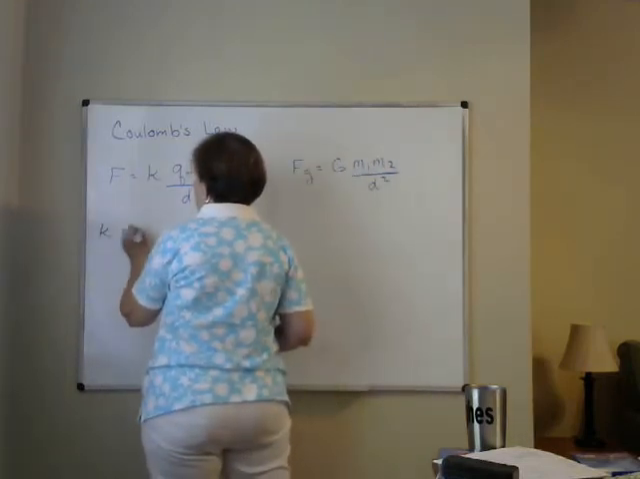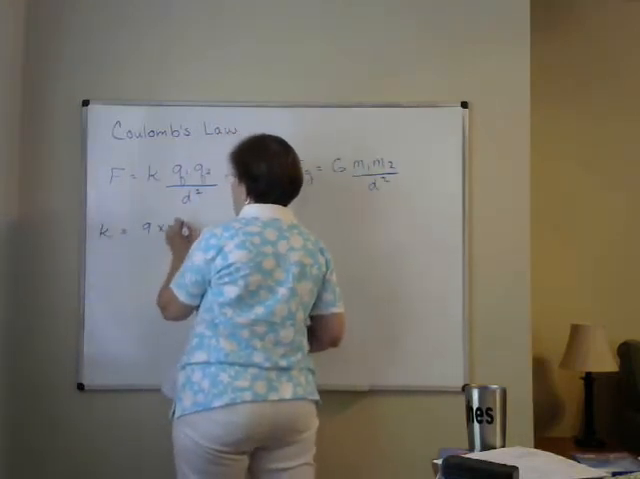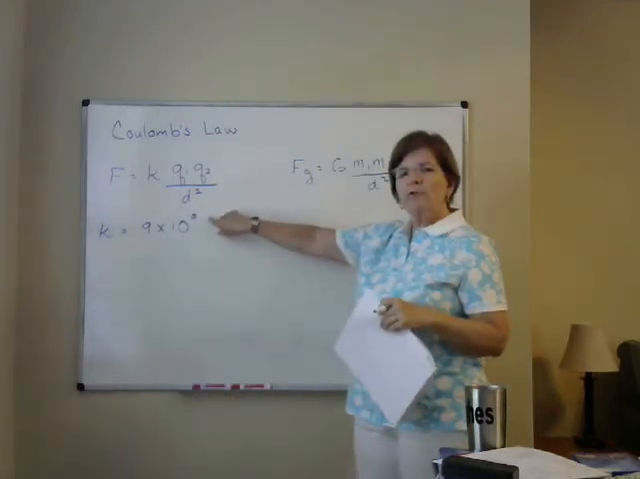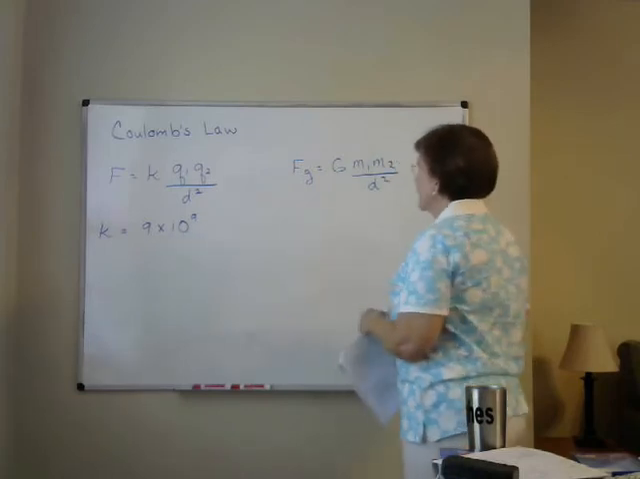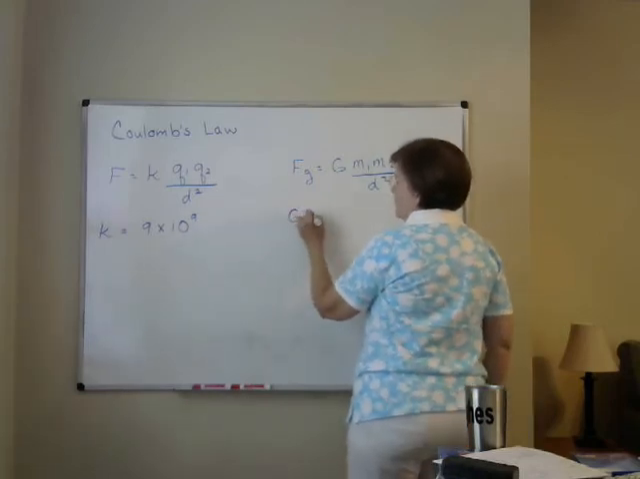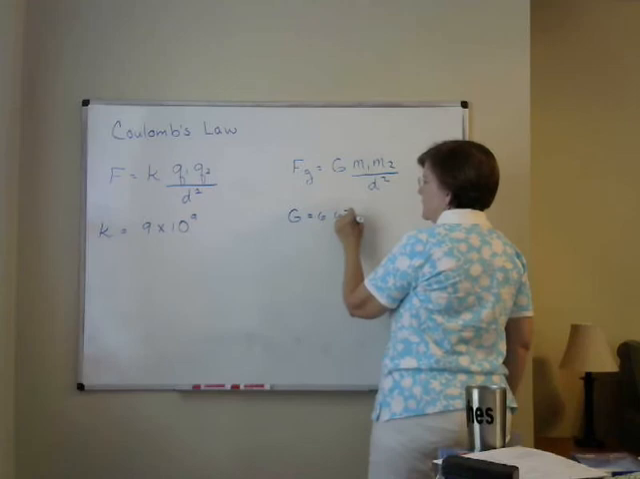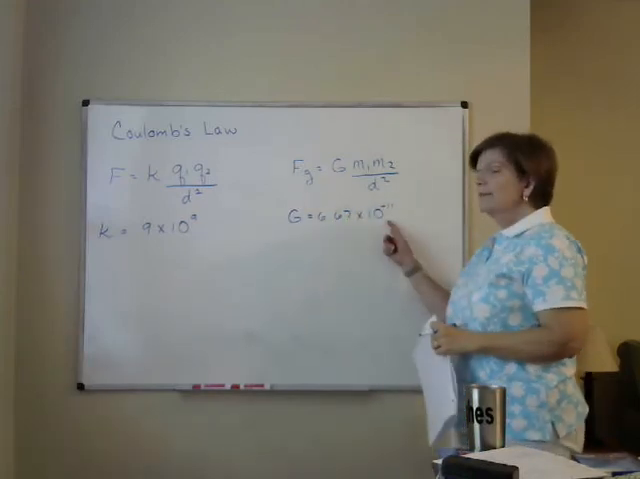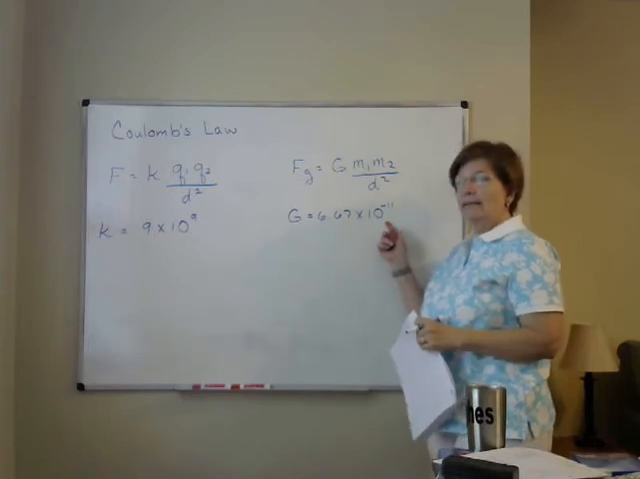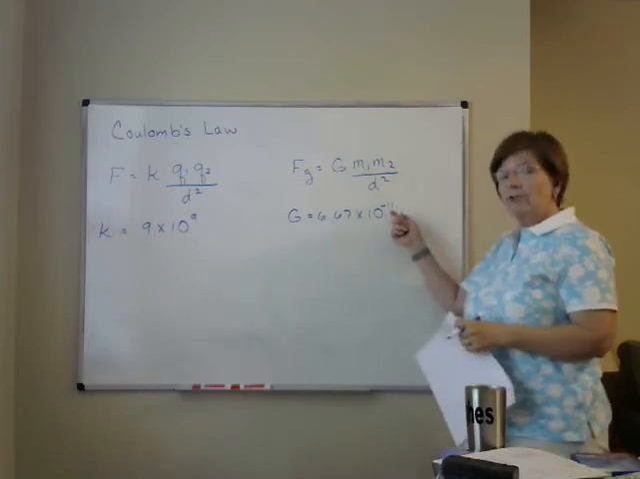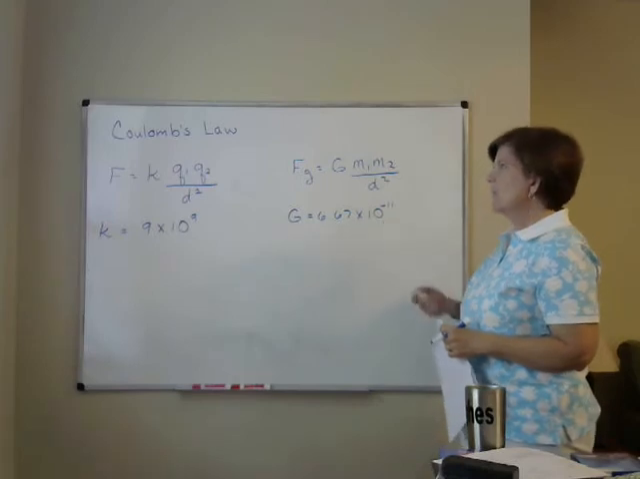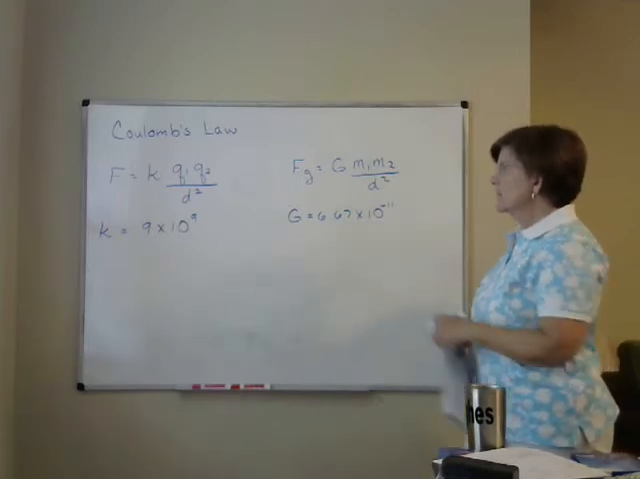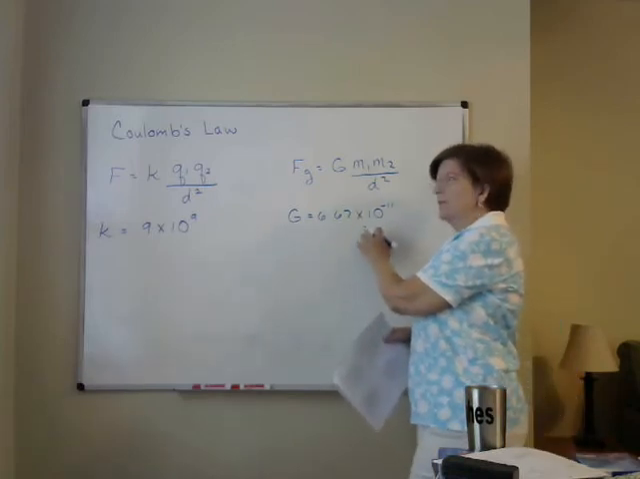K is equal to 9 times 10 to the 9th. Notice that's a fairly large positive exponent. G was equal to 6.67 times 10 to the negative 11. That's a large negative exponent, making a very, very small number. This alone is some evidence that gravitational forces are actually very weak.